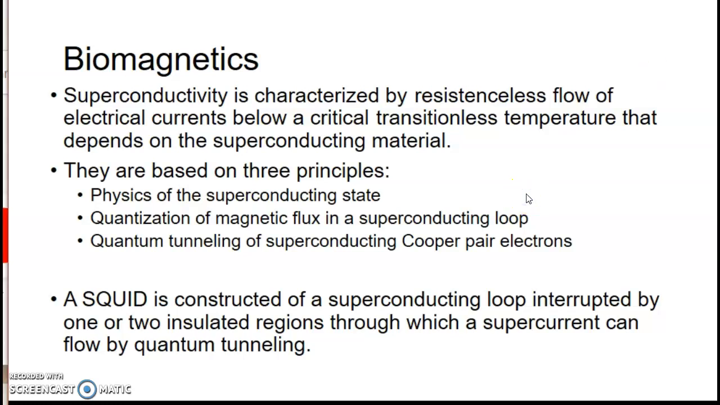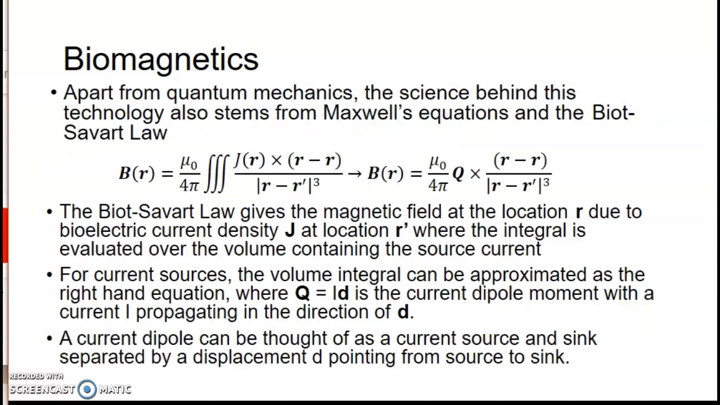I definitely recommend looking into that and delving into some of the mathematics because it is kind of neat how it works. But I will talk about some of the equations that do govern how we actually measure the biomagnetic signals. So apart from the quantum mechanics, the science behind this technology also stems from Maxwell's equations and the Biot-Savart law, which can be seen here.